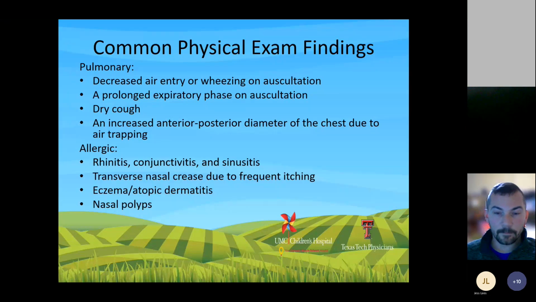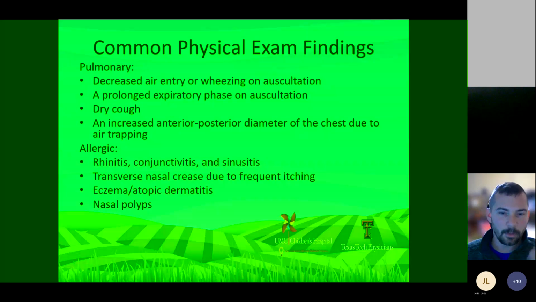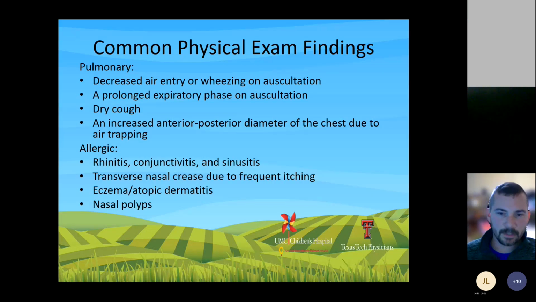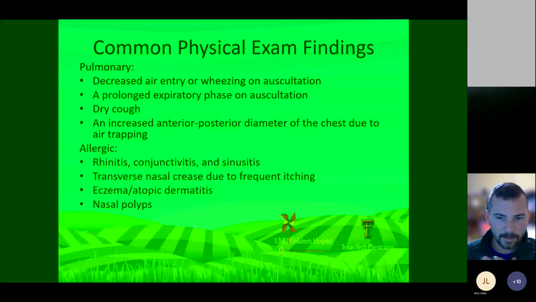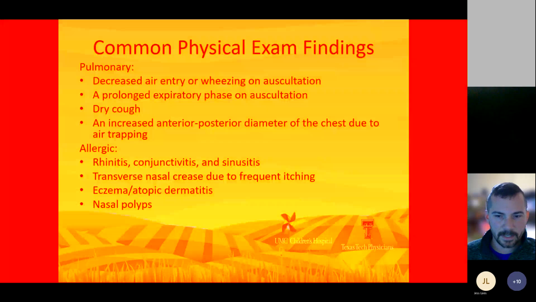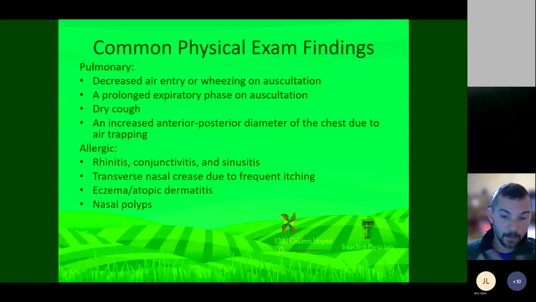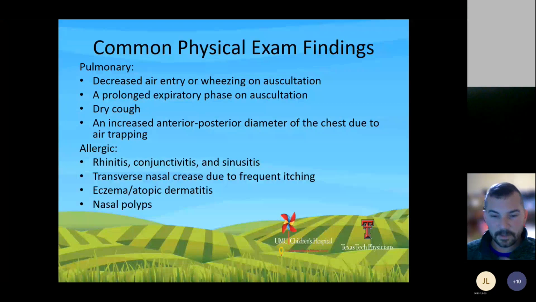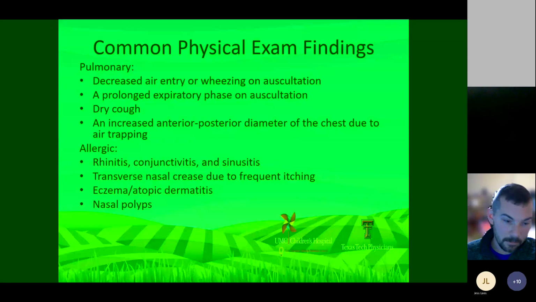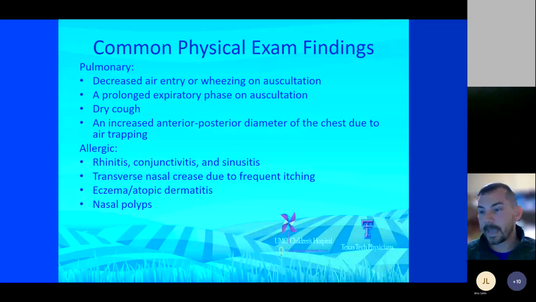Dry cough. It can become wet later as you treat them and they start opening up and moving things out, but you'll see that on the back end. We talk about increased AP diameter of the chest due to air trapping, allergic responses, rhinitis, conjunctivitis, sinusitis, all that inflammatory process, eczema, atopic dermatitis. Those are big keys. You may or may not see that. Your younger infants who have that may be prone and at risk for developing asthma, especially if you ask the right questions to family members. And so I ask you to keep that in mind.